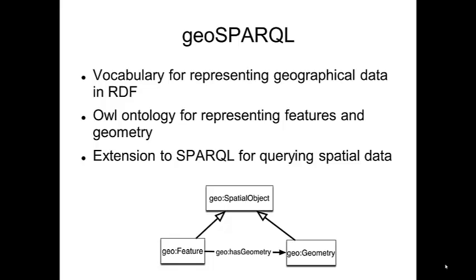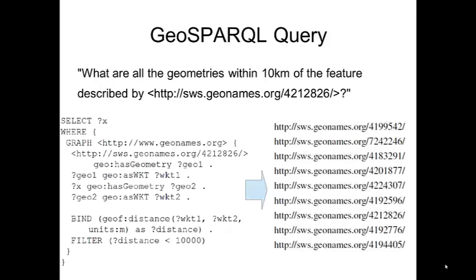So, for example, here's just a simple little diagram showing that the spatial object is made up of features and geometry, and a set of features, or a spatial object, has both feature and geometry, and the feature has geometry. So with GeoSPARQL, you can undertake spatial queries, such as what are all the geometries within 10 kilometers of a particular feature, and in this case, it's the feature described by that URL.